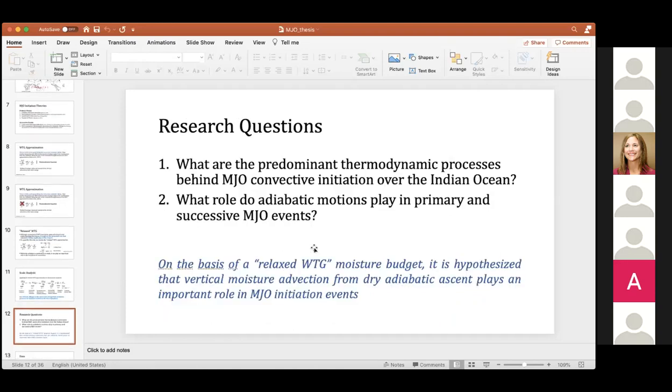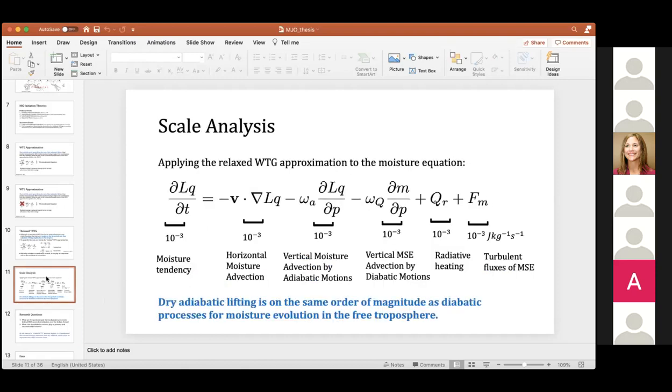Hey, so based on Larissa had raised her hand. You had a question. Oh, sorry. I just have a quick question. Why are the adiabatic motions advecting moisture while the diabatic motions are advecting moist static energy, right?